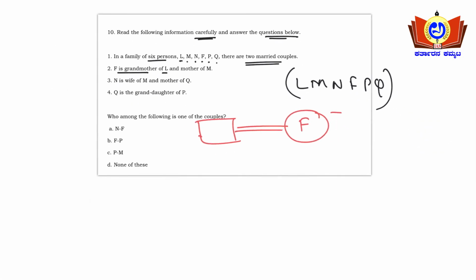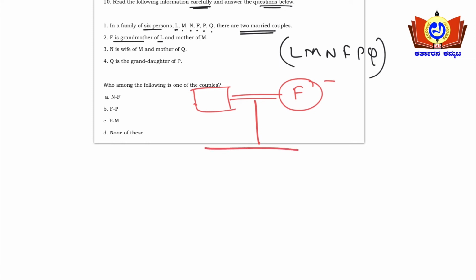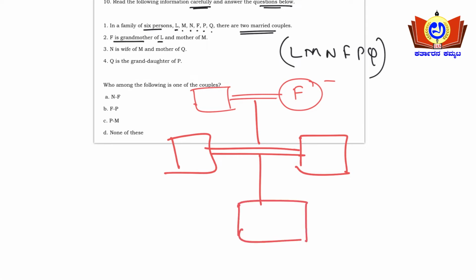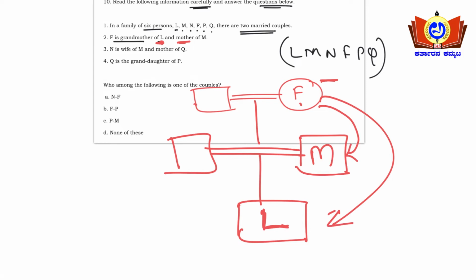So first generation over, and in the second generation she'll be having a son or daughter here, and she will be married to another man or woman here, and her daughter will be the parent. F is the grandmother of L here. So L I'll be writing here. F is the grandmother of L and mother of M, so M will be here, and F is mother of M here. These two conditions I have got here. N is wife of M here.